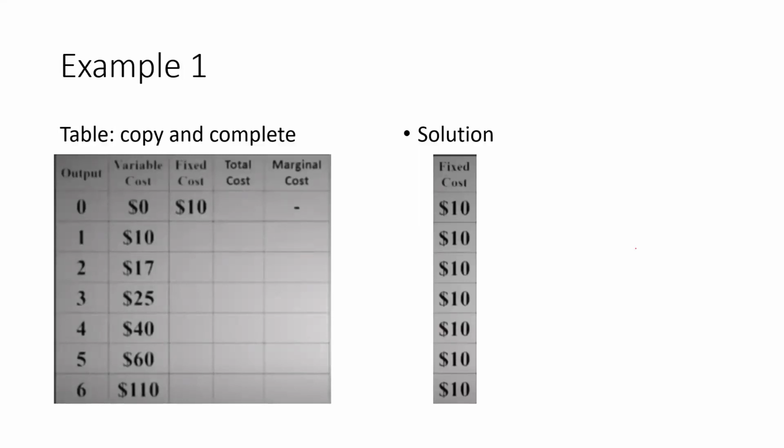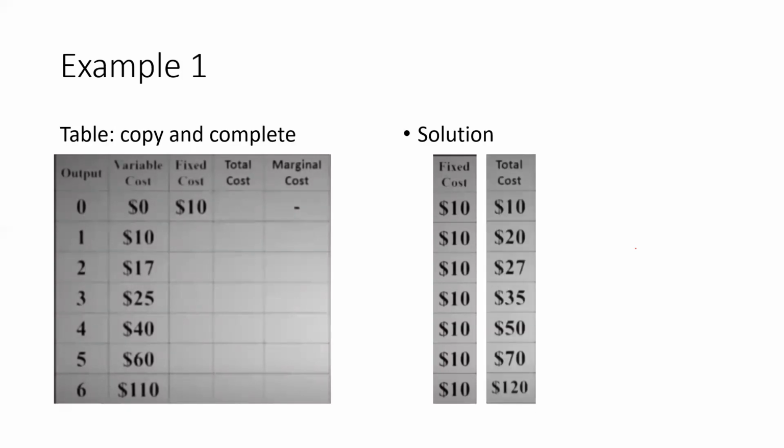Total cost for the first row will be $10. That will be FC plus VC. Okay, what are the resulting outputs? 10, 20, 27, 35, 50, 70, 120. Okay, very correct. So we have the total cost to be 10, 20, 27, 35, 50, 70, 120.